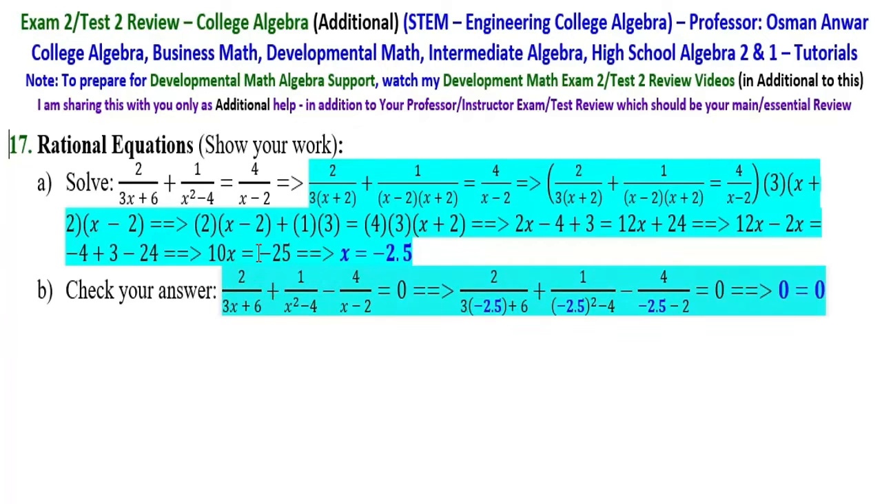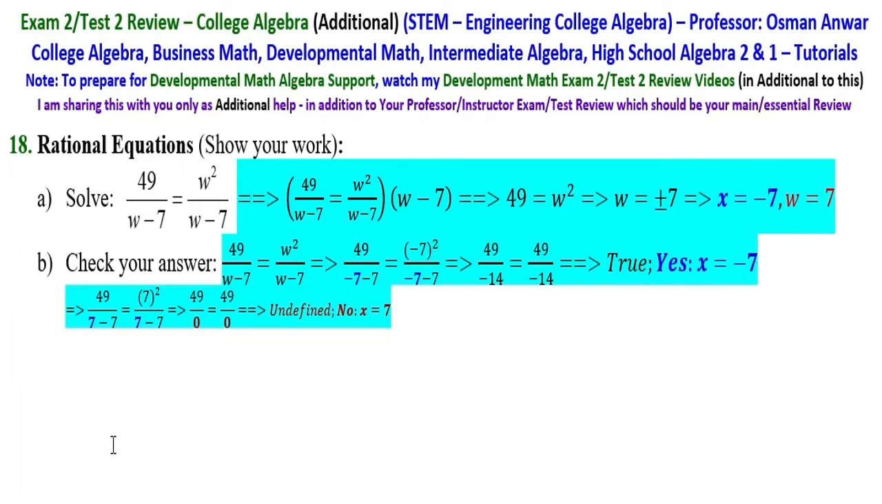To check, so this is 2 over 3x plus 6 plus 1 over x squared minus 4 minus 4 over x minus 2 equals 0. Then simply substitute minus 2.5 wherever you see x. So this is 2 over 3 times minus 2.5 plus 6 plus 1 over minus 2.5 squared minus 4 minus 4 over minus 2.5 minus 2. If you do this calculation, it is 0, so 0 equals 0, that checks.